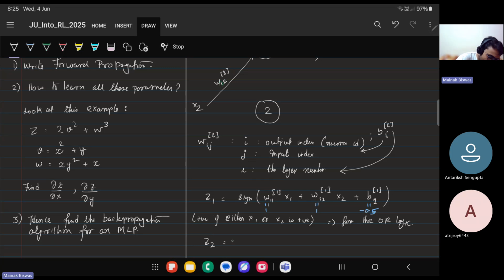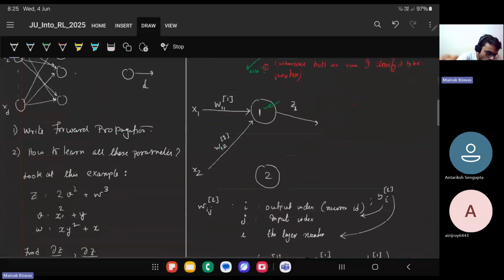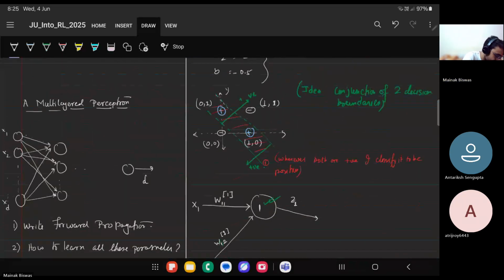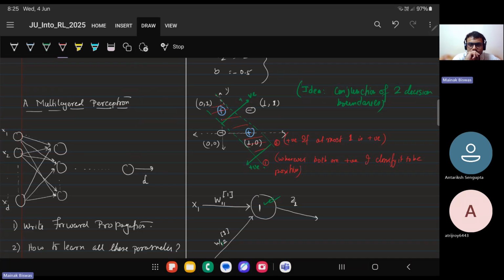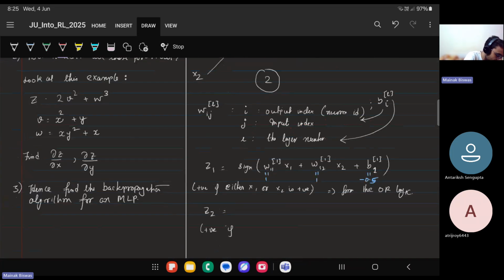Now Z2 will say positive if, see, that lower one is a bit critical. The lower one will say number 2 positive if at most 1 is positive. Correct? Do you agree? Yes or no? Fine. So we can do something like this. So let's say, look at this function.